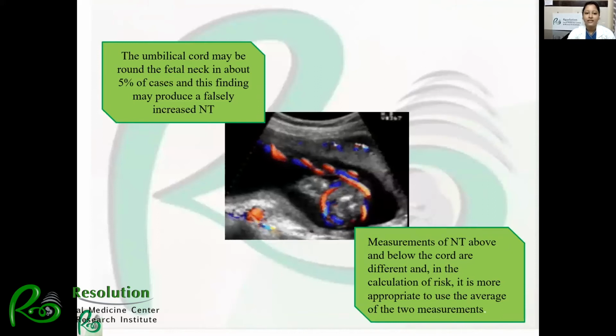Sometimes you may see the fetal umbilical cord around the neck, that is in about 5% of cases. This finding may produce a falsely increased NT. In these cases, you have to measure the NT above and below the cord and give an average measurement.